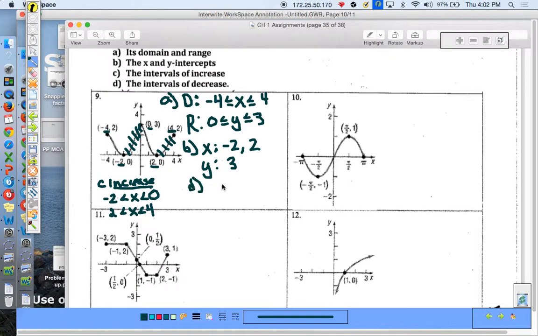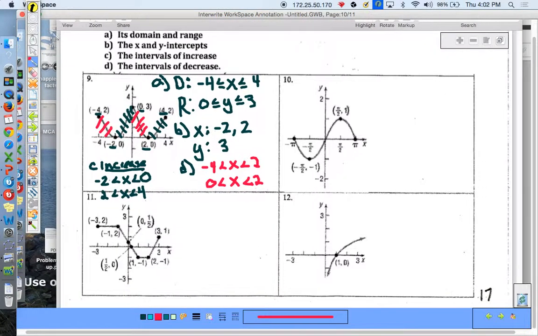And then D asks us where it's decreasing. So it's decreasing right here and right here. So it's decreasing when x is between negative 4 and negative 2, and then again between 0 and 2. So why don't you try the rest of these for tonight's assignment?